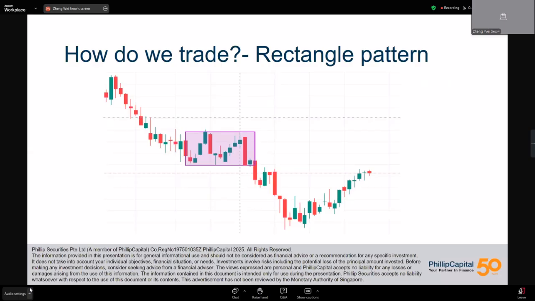All right, these are some examples that I found. You can take a look. Basically this is on an hourly time frame. Price consolidated for a while, broke out, and then from there it continued. Quite simple for a rectangle pattern. This is a short-term ranging market.